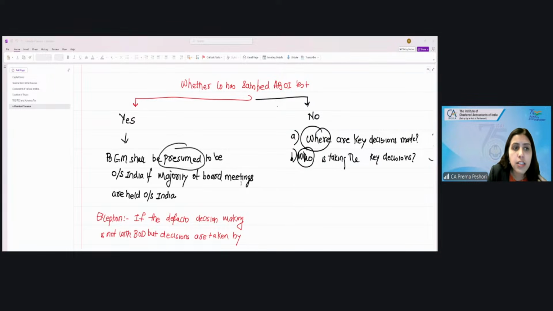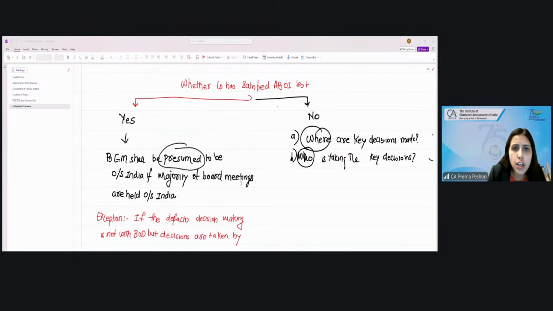Or these days the decisions may also be taken up from home. So you need to see where the directors are taking these decisions. So usually it is the board of directors that take the decision. But if the shareholders are somebody who is taking the decision and the board of directors are just ratifying it, then it is the place where the shareholders are taking the decisions.